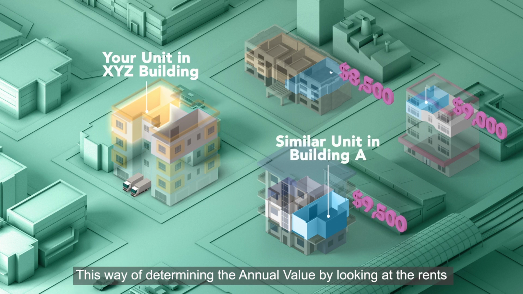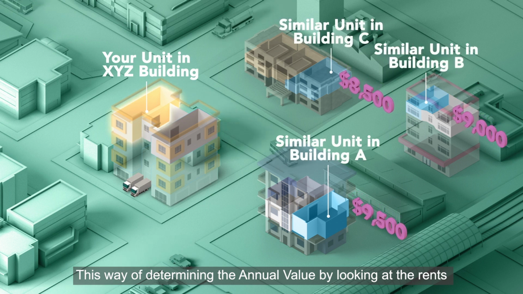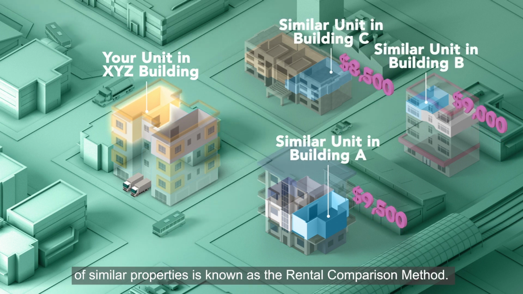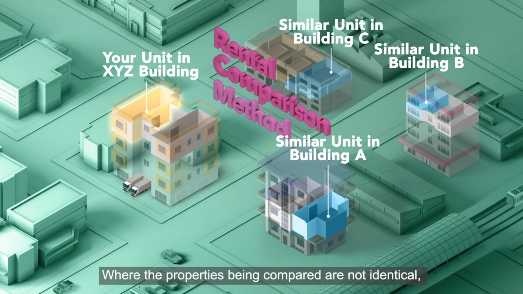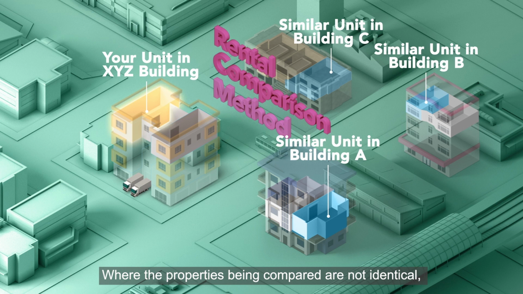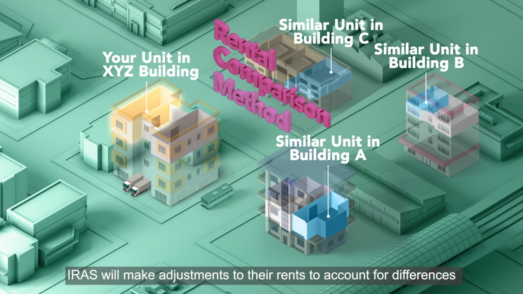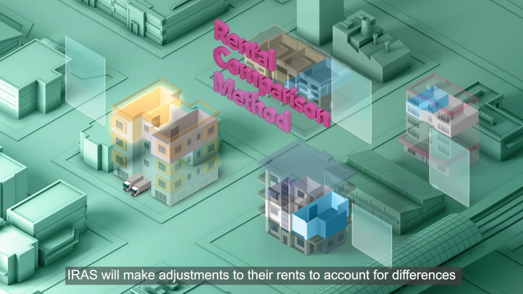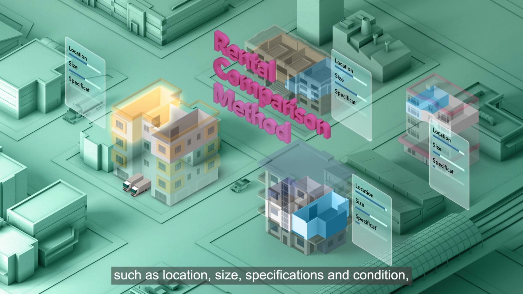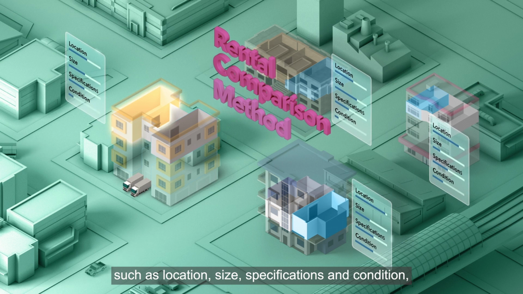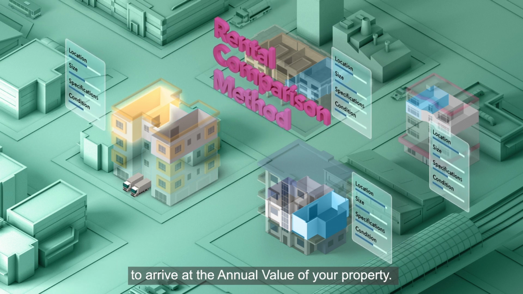This way of determining the annual value by looking at the rents of similar properties is known as the rental comparison method. Where the properties being compared are not identical, IRAS will make adjustments to their rents to account for differences such as location, size, specifications, and condition to arrive at the annual value of your property.